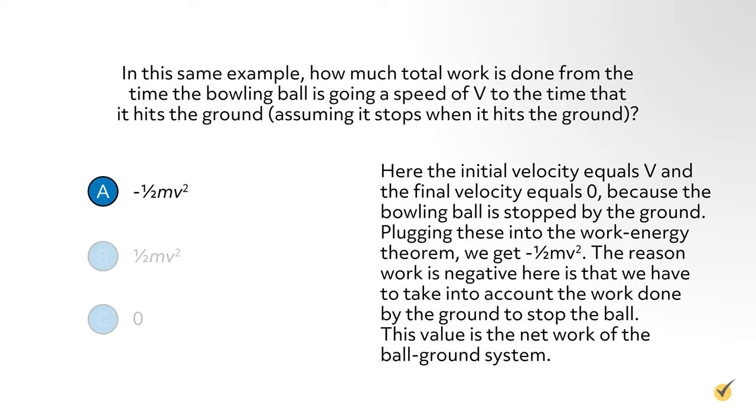The reason work is negative here is that we have to take into account the work done by the ground to stop the ball. This value is the net work of the ball-ground system.